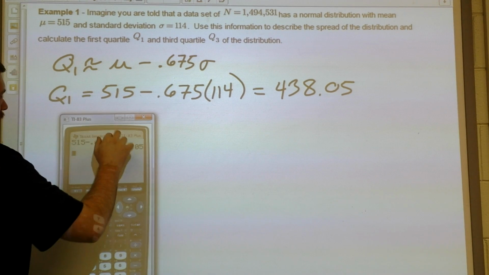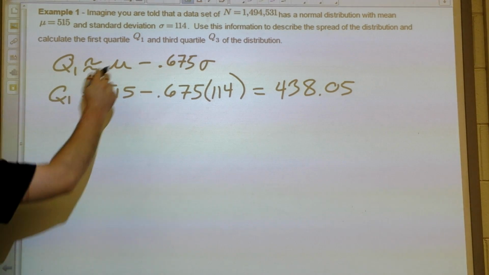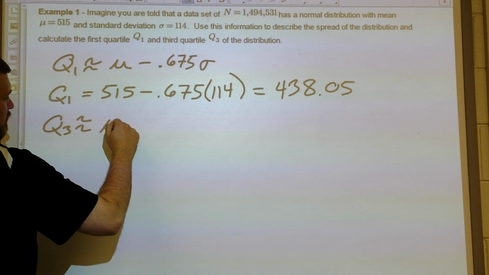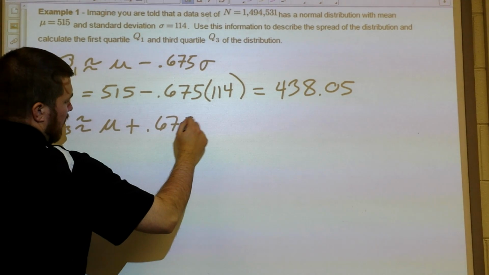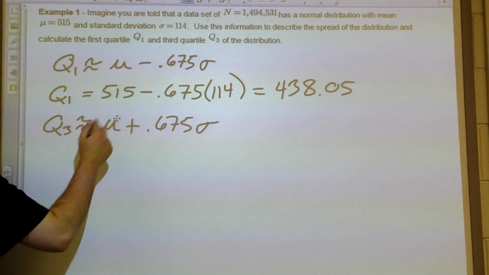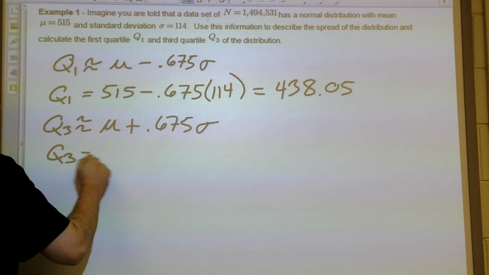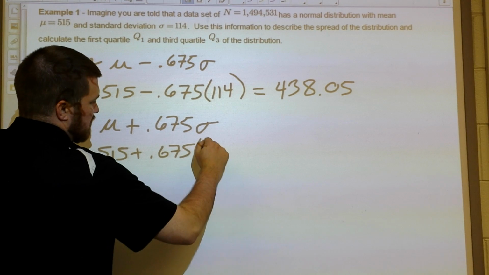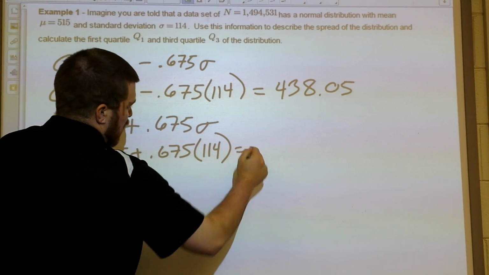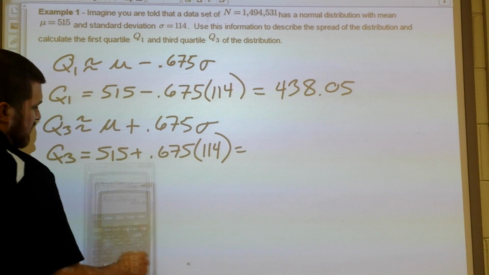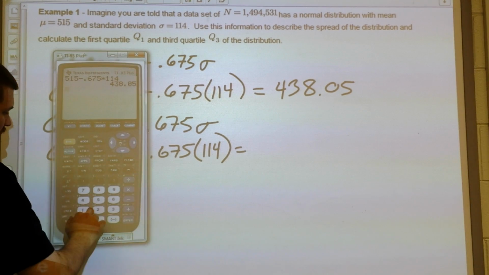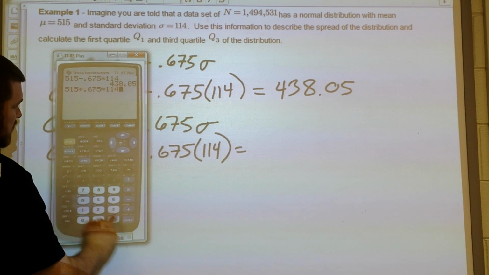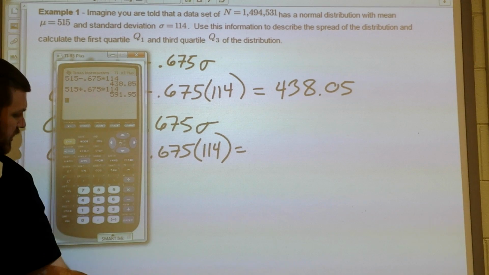Our third quartile is essentially the same formula, but instead of minus, we're going to have plus. So Q3 is approximately the mean plus 0.675 times the standard deviation. Plug in what we know: the mean again was 515 plus 0.675 times the standard deviation, which was 114. Again, we're going to use our calculator to do that. So 515 plus 0.675 times 114 is 591.95.